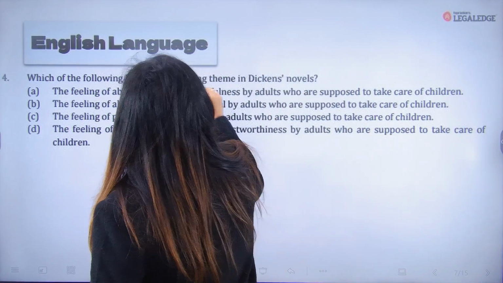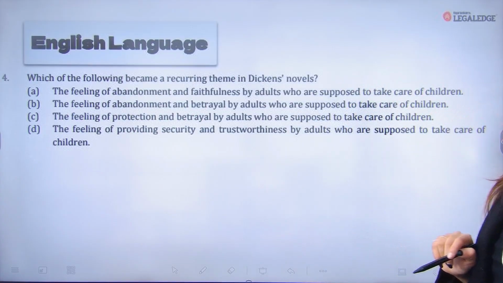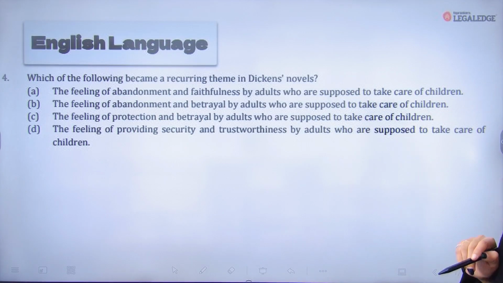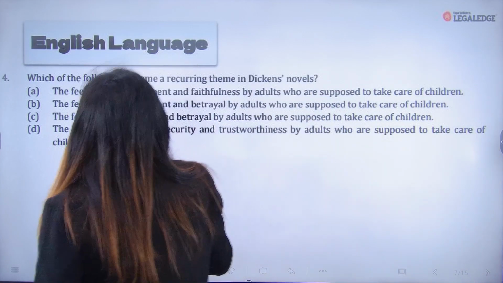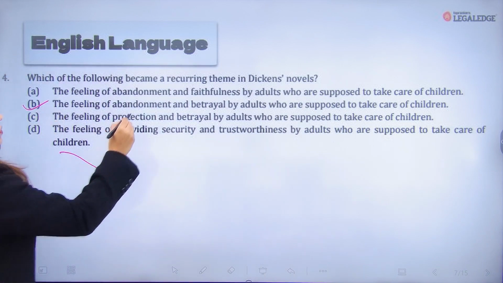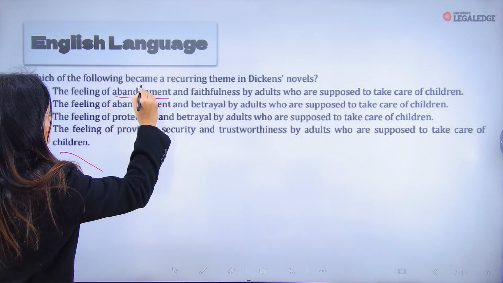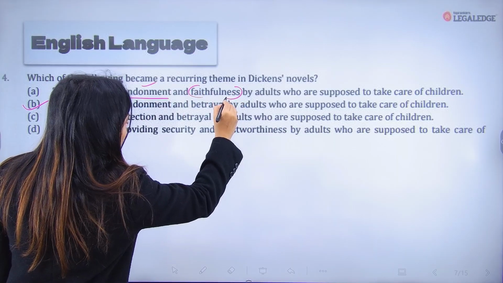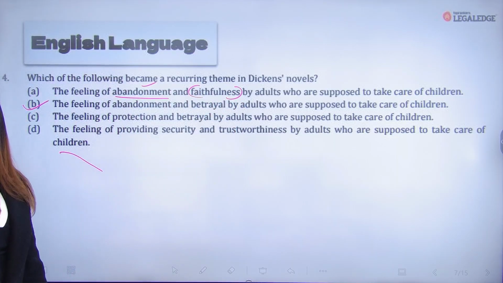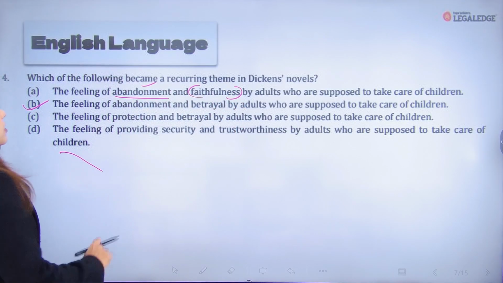Which of the following became a recurring theme in Dickens' novels? Feeling of abandonment and betrayal. Option B is the answer. Why A cannot be the answer, although this is correct: faithfulness is the opposite of betrayal, and that's why this will not make the cut.